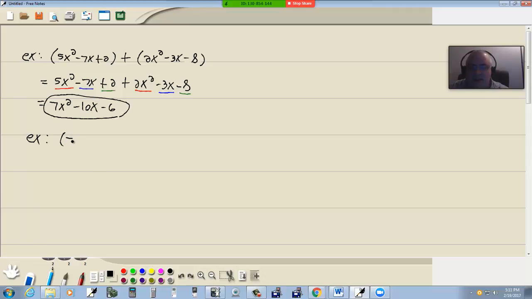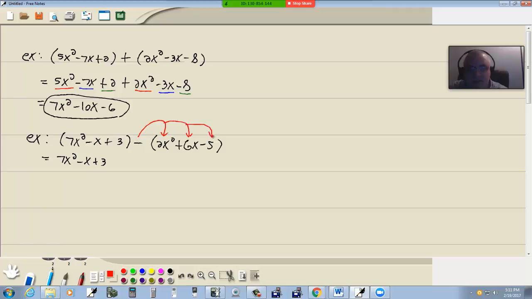Now if I had a minus in between, well, first off, this first set of parentheses isn't doing anything, so I can drop it. So I got 7x squared minus x plus 3. And remember, a negative in front of your parentheses flips the sign of everything inside.